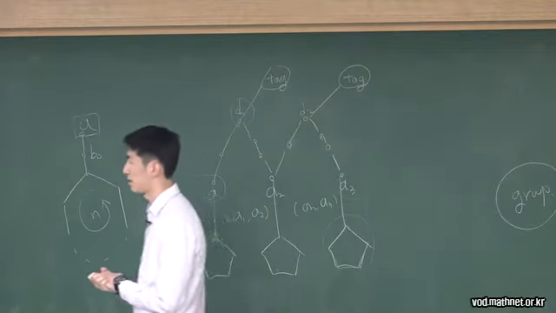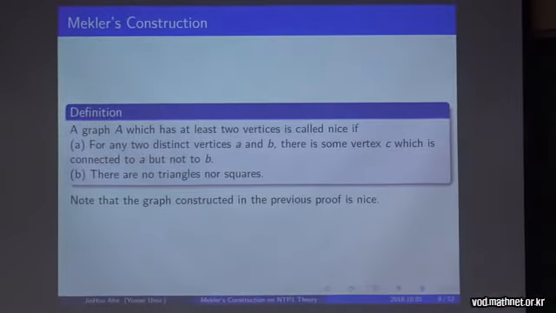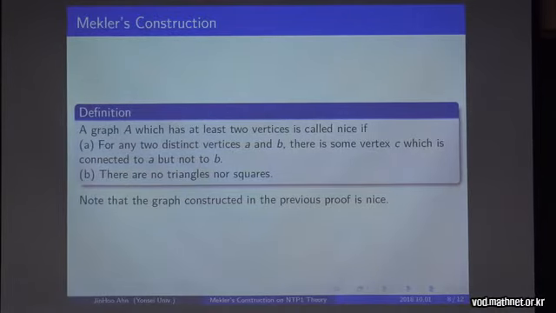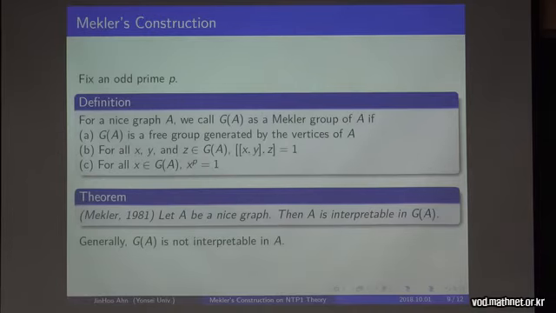Look at the second condition. There are no triangles nor squares. This is why we choose the tag as the pentagonal shape. No triangle, no squares. So what is interesting in this kind of nice graph? By working on the nice graph, we can get some theorem of Mekler's.